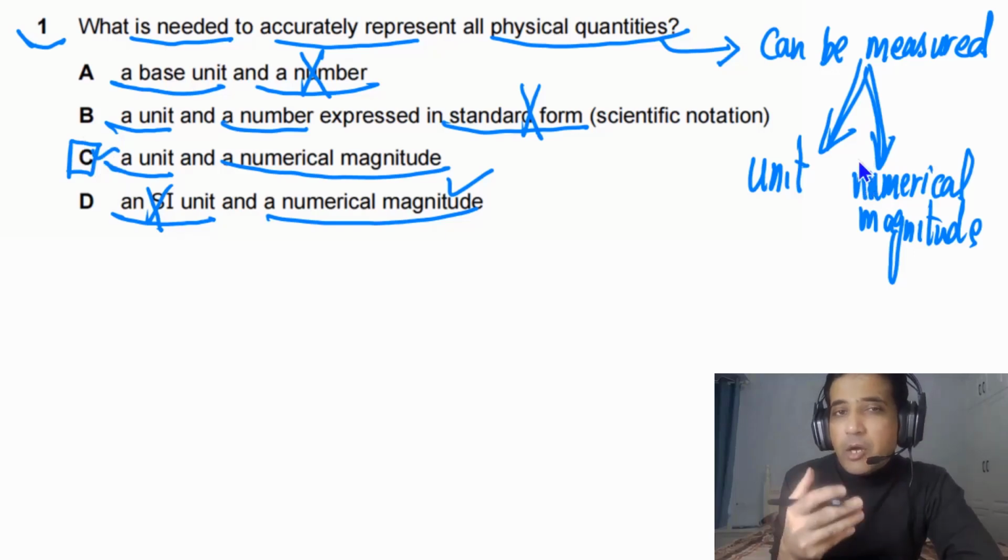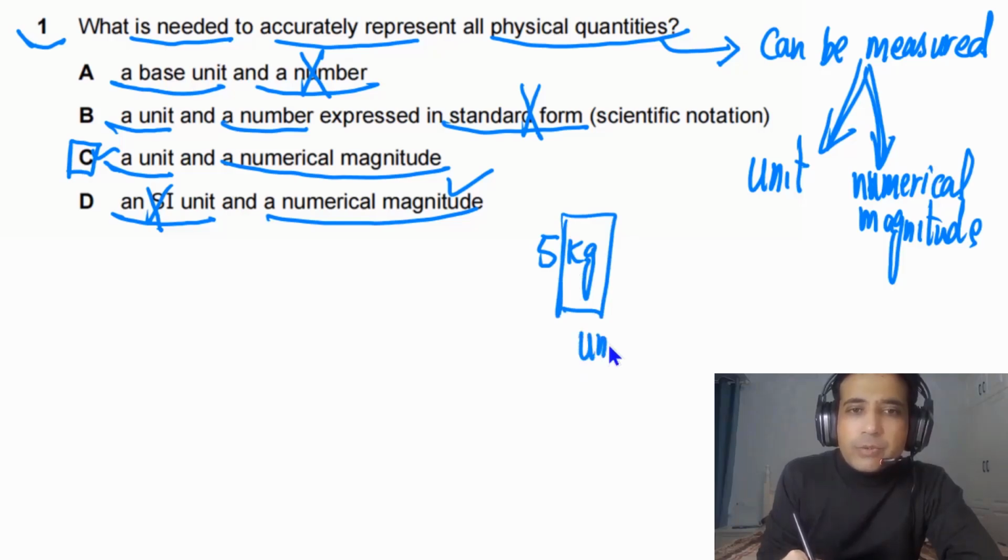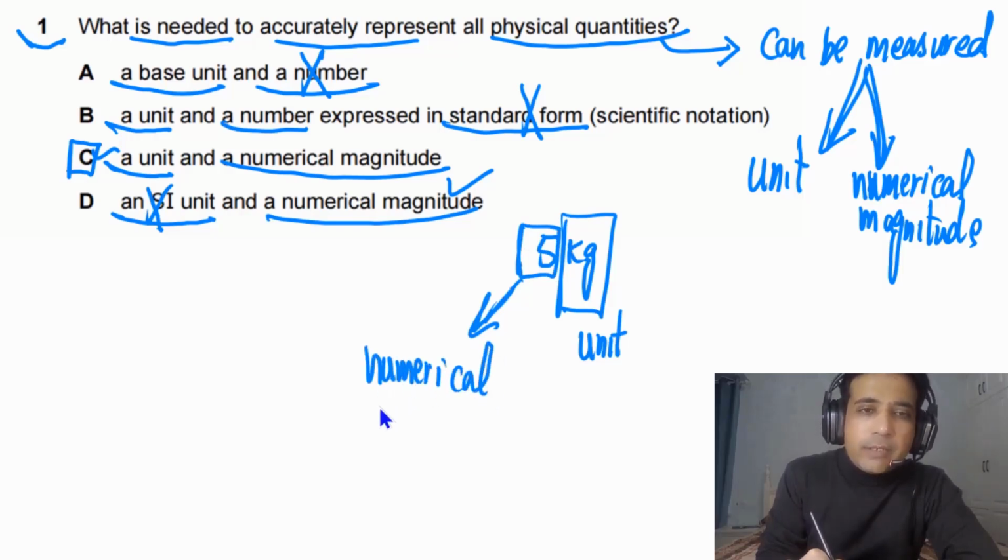How do we represent physical quantities? We represent them by a unit with a numerical magnitude. For example, we have 5 kg. So this one is the unit, and this is the numerical magnitude.